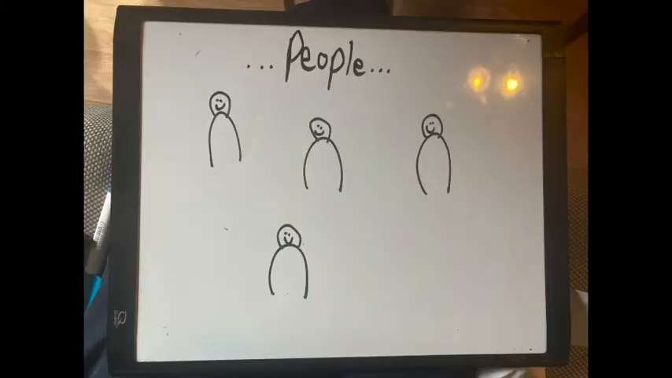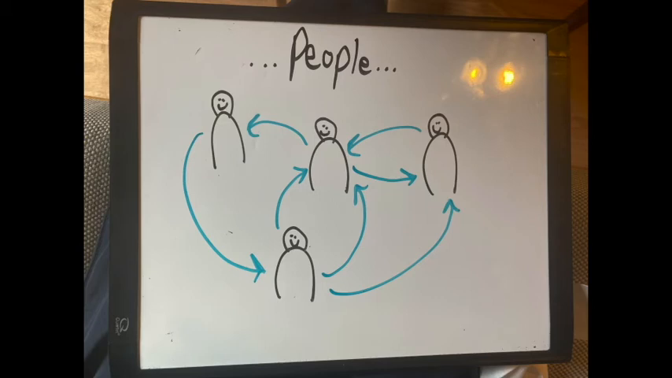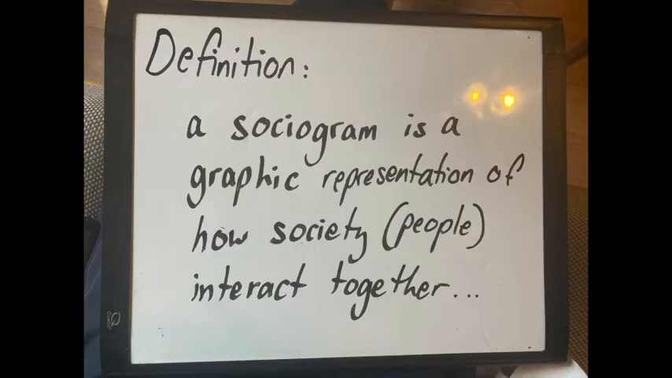Society is made up of many different types of people, and even though they're different, they are connected or interact in different ways. So our final definition for a sociogram is just a graphic representation of how society, which is made up of people, interact together.